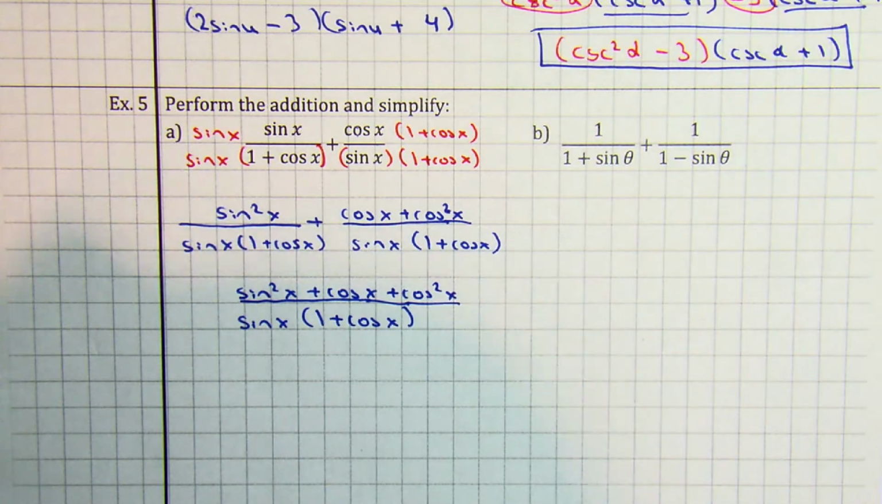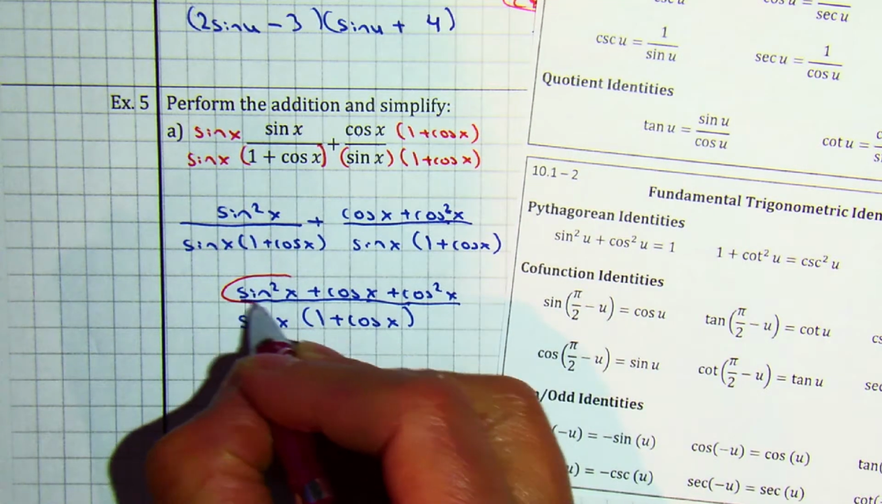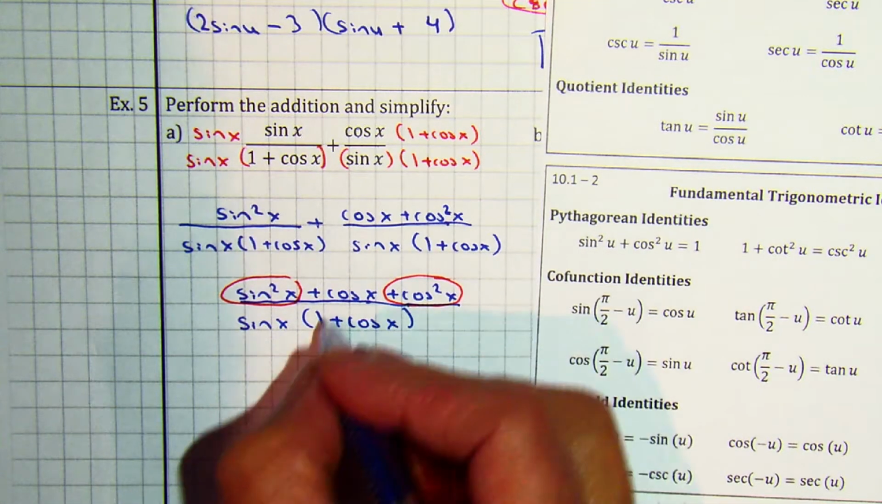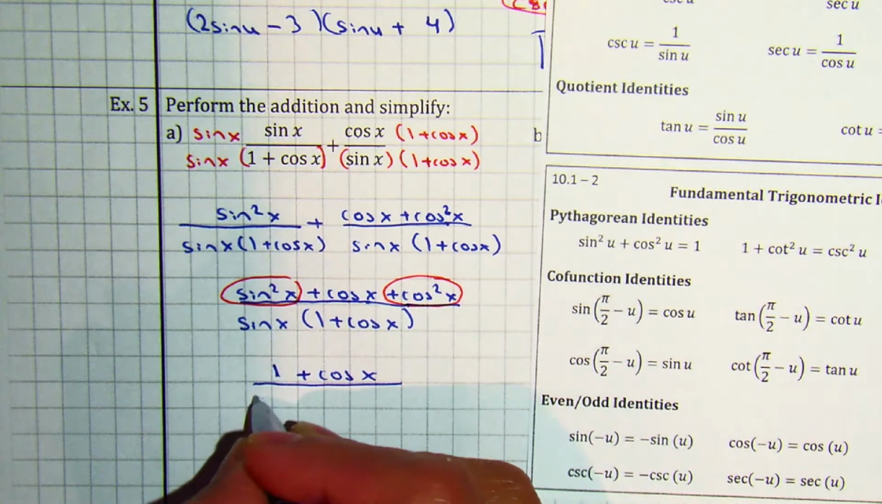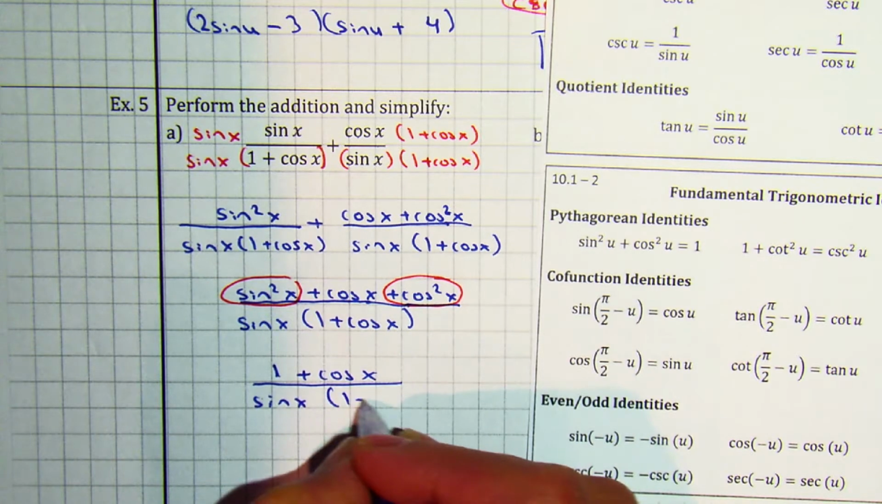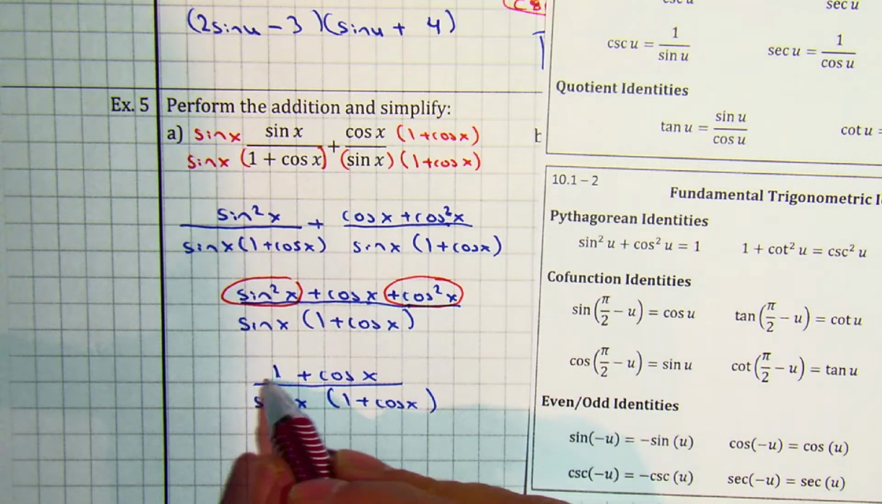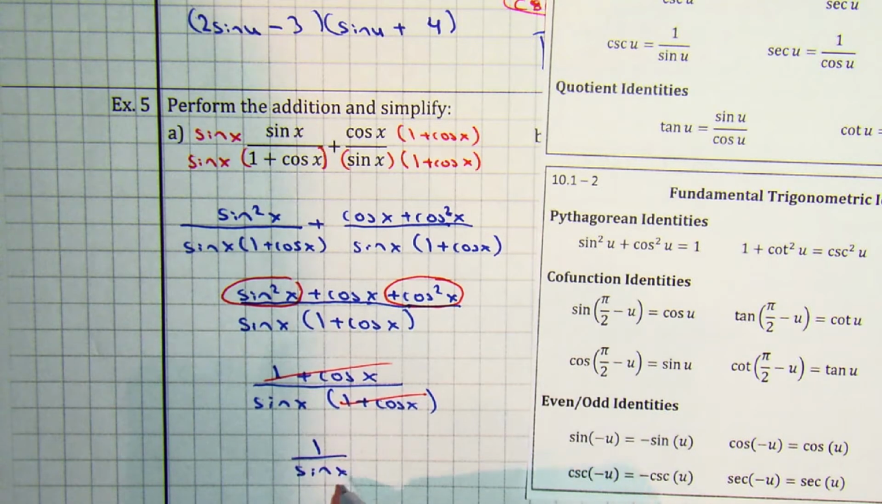And now I need to be able to simplify this. Do you recognize anything? Notice that we have your Pythagorean identity. Sine square of x plus cosine square of x is equal to 1. So I can rewrite this as 1 plus the cosine of x. And now you can see it, right? The sine of x, 1 plus the cosine of x. This cancels. So therefore I end up with 1 over the sine of x, which is equal to cosecant of x.